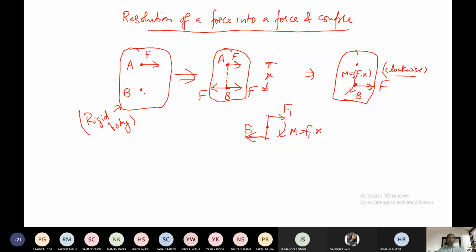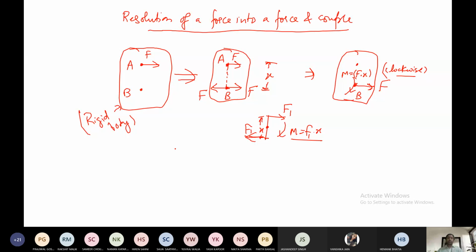For that, what we have done, we have introduced two opposite forces F here of the same magnitude, and the net effect will be zero. And this force and this force constitute a couple because they are two parallel forces, and we know it very well. If two parallel forces are rotating, they have a rotational effect and they form a couple, whose moment is F1 into X, where this distance is X. So the moment will be F into X, and the force which is acting at the point A is shifted to the point B.